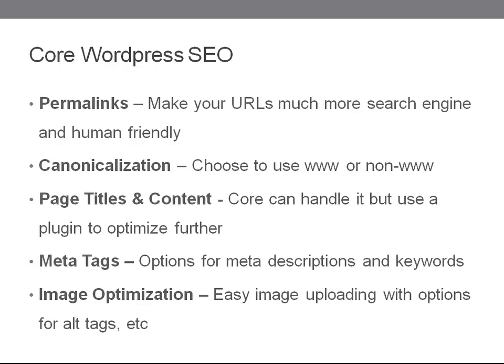Meta tags. We have options for meta descriptions and keywords. Meta tags don't hold that much weight as far as results, if any, but the description is what your users see when your site comes up, so you want to optimize that no matter what. Image optimization. We can upload images easily in a WordPress post, and we can attach alt tags and other attributes and information to those images.